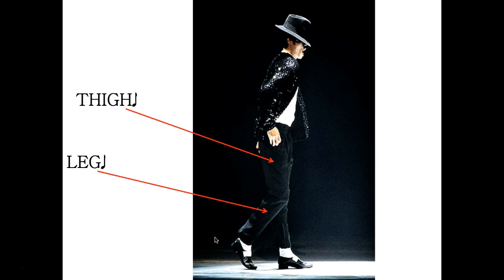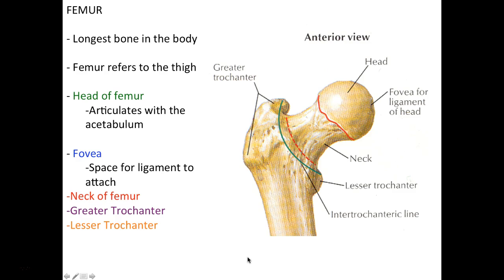So before we move on, I just want to make it clear that from the hip over to the knee, we're going to call that the thigh. And from the knee over to the ankle, we're going to call that the leg. So we wouldn't call this entire thing the leg. We would call this entire thing the lower extremity. This would be the thigh, the leg, ankle joint, and foot.